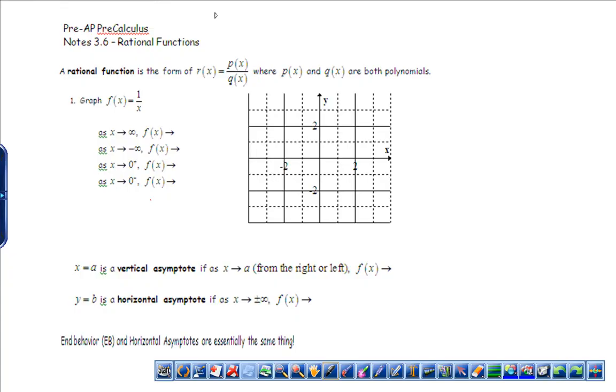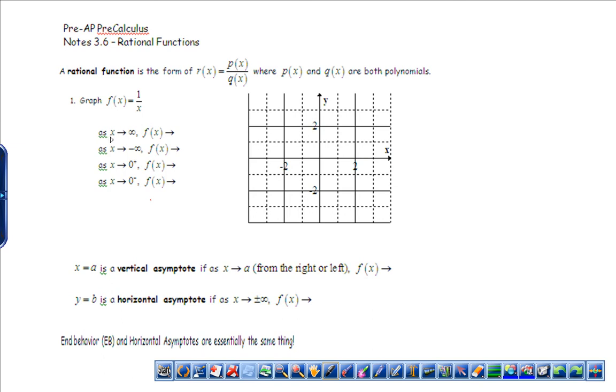Okay, this is 3.6 rational functions. It says a rational function is in the form of p of x over q of x, where p of x and q of x are both polynomials. Okay, I've given you the parent function, which is 1 over x, and we're going to graph this just to kind of review it.